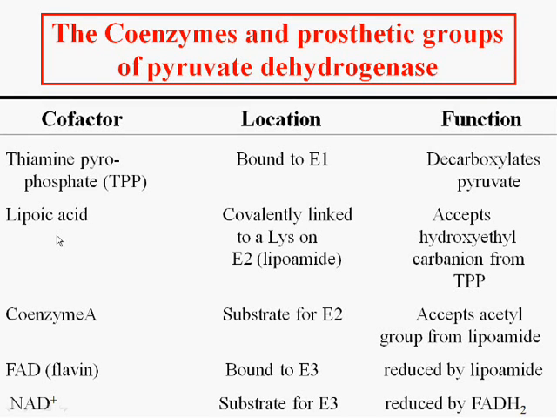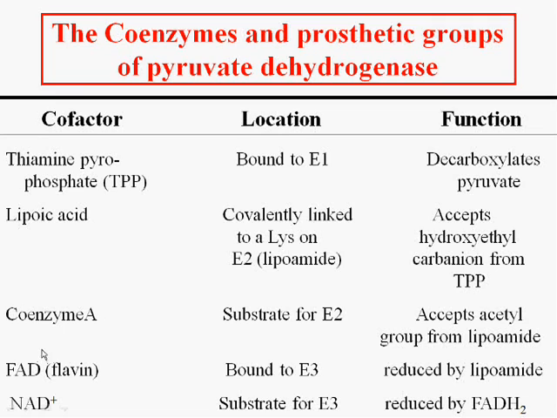Lipoic acid is the second cofactor. Where's its location? We've seen this. It's covalently linked to a lysine on E2 and forms the lipoamide arm. We know there's 2 of them on E2, where the acetyl group is transferred between them, and this accepts the hydroxyethyl carbanion from TPP, and you get acetyl lipoamide.